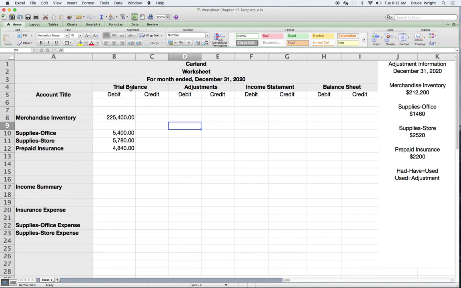First set of columns, trial balance. This is where we get the balances from the ledger, and those are on page 386 to 392. We just take the balances straight from the ledger and put them in the trial balance. We add them up, they equal. We probably posted correctly. If they didn't, we probably made a mistake.